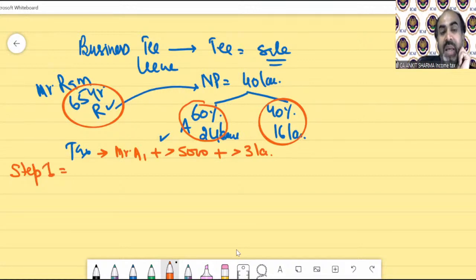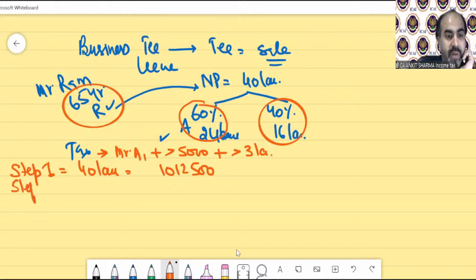Step number one says calculate tax on full income. Calculate tax if your income is 40 lakh rupees, and if surcharge is also applicable. So on 40 lakh, if we calculate tax, it will come to 10 lakh 12,500. No surcharge will be applicable. If it is exceeding 50 lakh, say 60 lakh, then we have to calculate surcharge also.